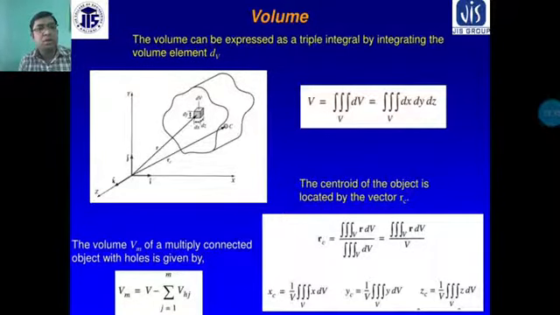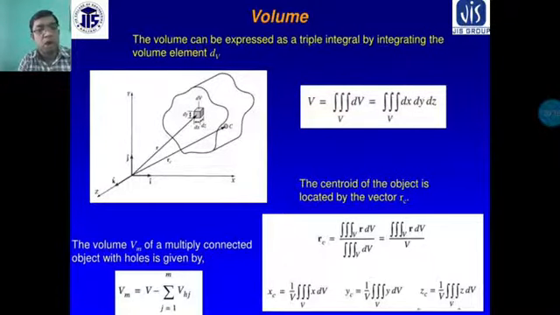We have already given these equations, and another equation is the centroid of the object, which is located by the vector RC. Similarly, the triple integral of R dV over V, divided by V, equals RC.